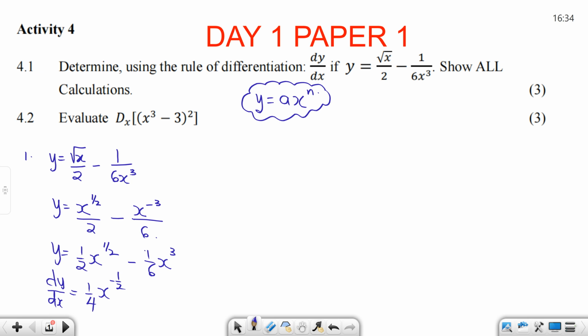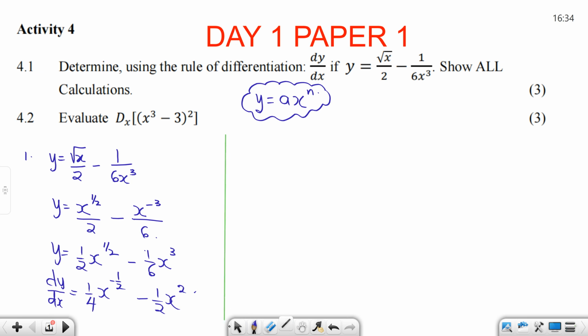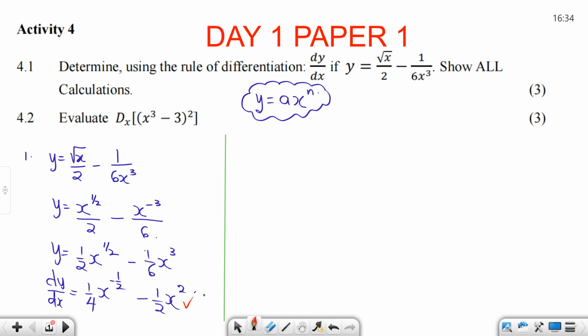Then we say 3 times 1 over 6. That will give us 1 over 2. So negative 1 over 2, x to the power what? And we are done. First question is done. 3 marks in the bag. How is the examiner going to mark this? As quickly as possible. You derive. For simplification, 1 mark.